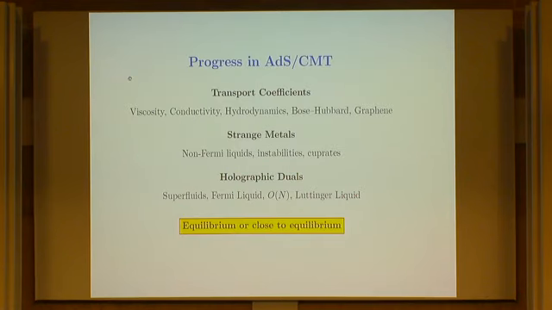Okay. So over the last few years, there's been a huge amount of activity in what's become known as ADS-CMT, so trying to apply the ADS-CFT correspondence to condensed matter problems. And for example, there's been a lot of work on looking at, say, the entropy to viscosity ratio coming from supersymmetric Yang-Mills theory and trying to apply these ideas to condensed matter problems.